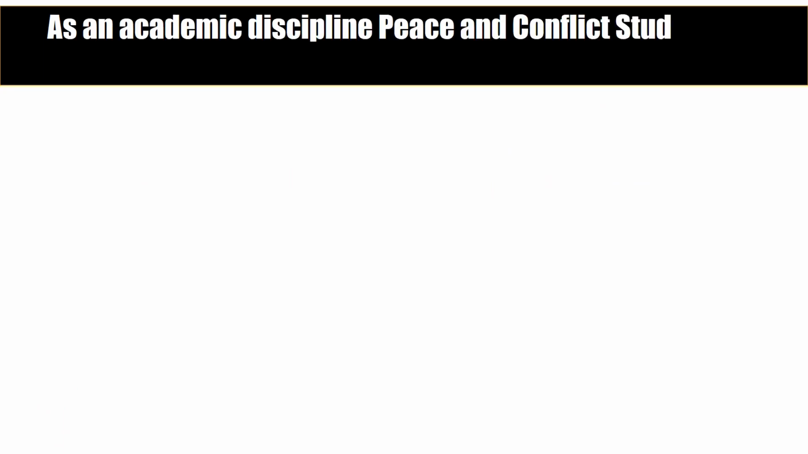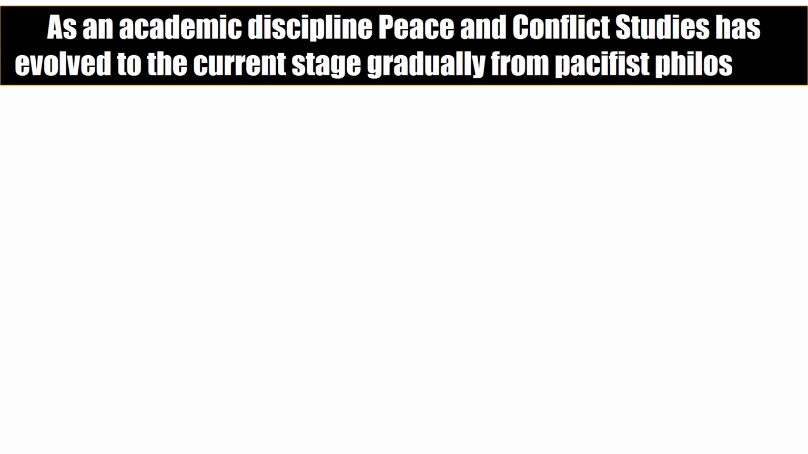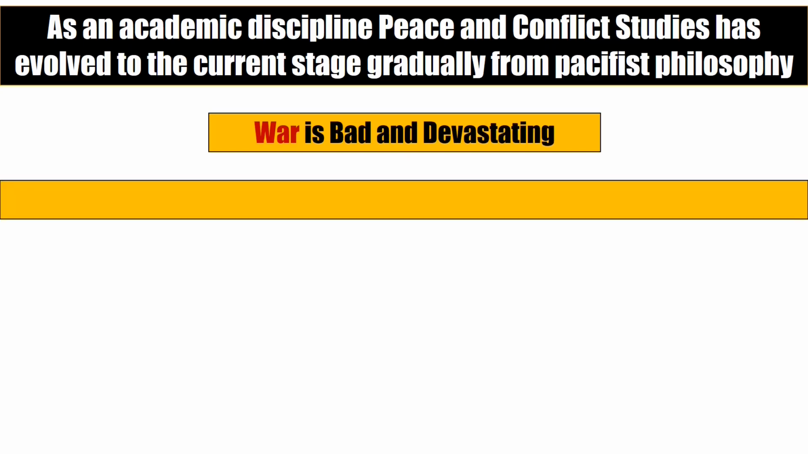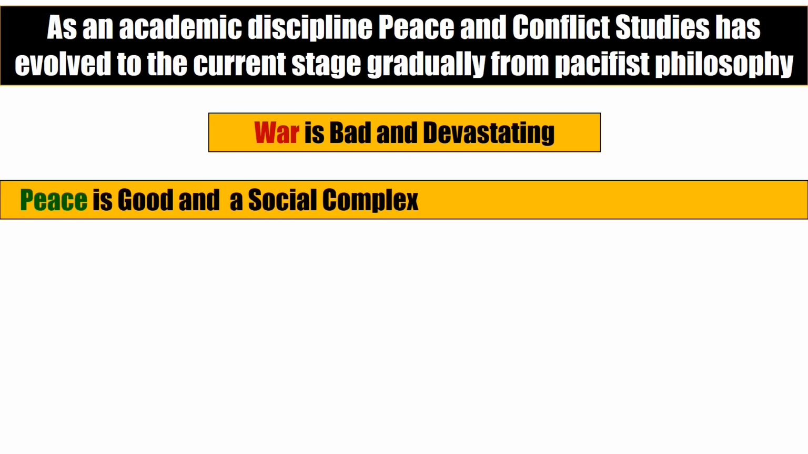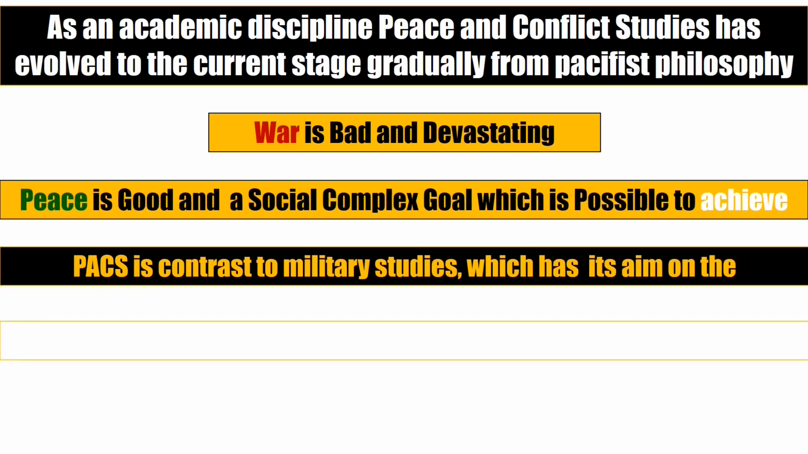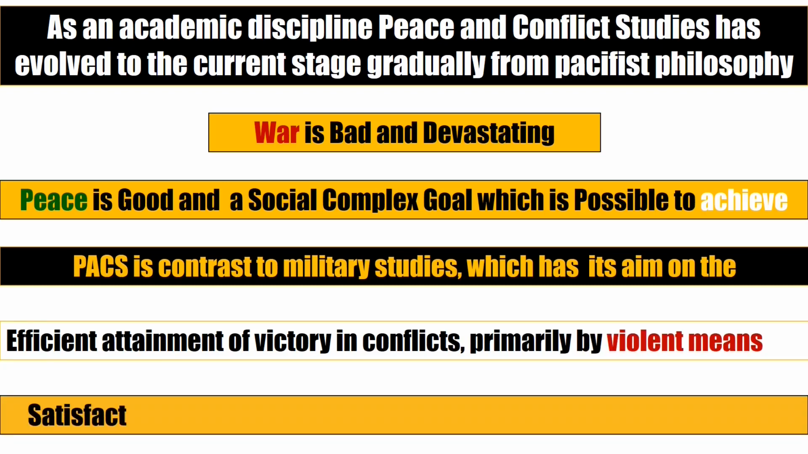As an academic discipline, peace and conflict studies has evolved to the current stage gradually from pacifist philosophy, that is, war is bad and devastating, peace is good and a social complex goal which is possible to achieve. Peace and conflict studies is in contrast to military studies, which has its aim on the efficient attainment of victory in conflicts primarily by violent means. Satisfaction of one or more but not all parties involved in the conflict.